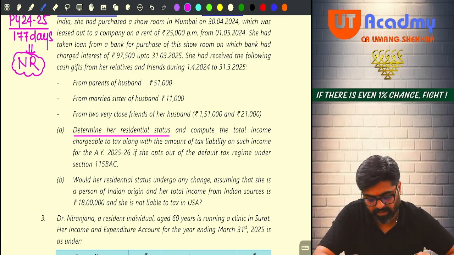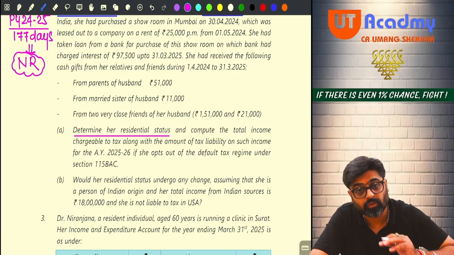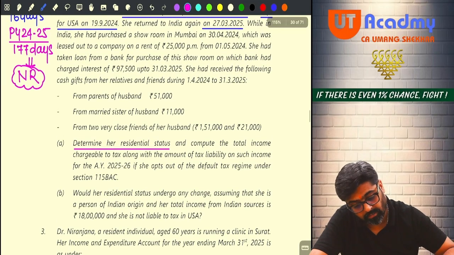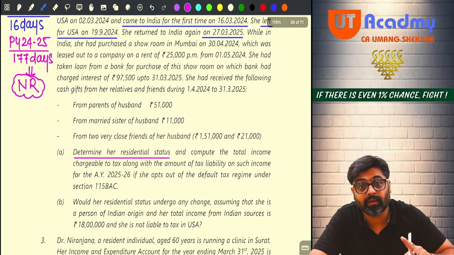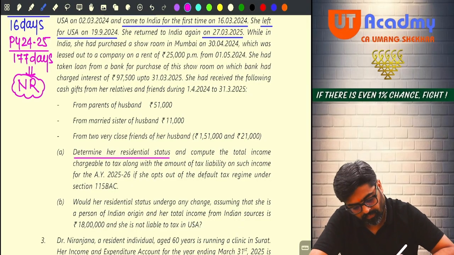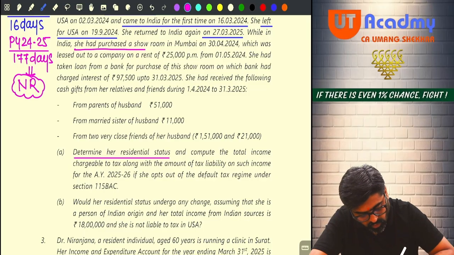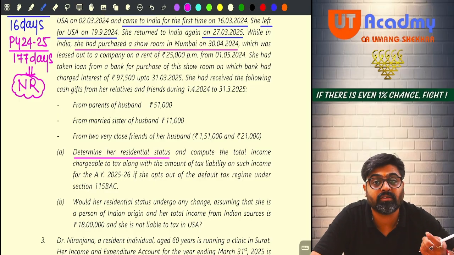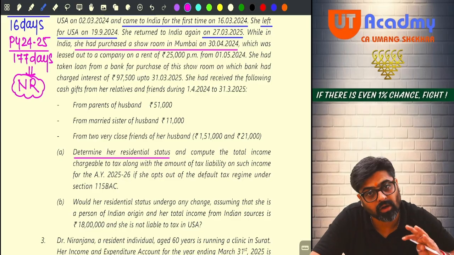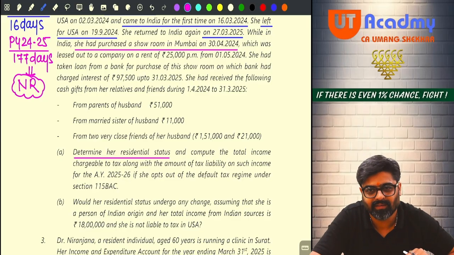Okay, now pay attention. Now this non-resident is earning some incomes while in India. What did I say? While in India, when she was in India, she had purchased a showroom in Mumbai on 30th April 2024. Meaning this year only she had purchased a showroom. Showroom means a commercial property. Commercial property means a house property only. So this is her house property in India.